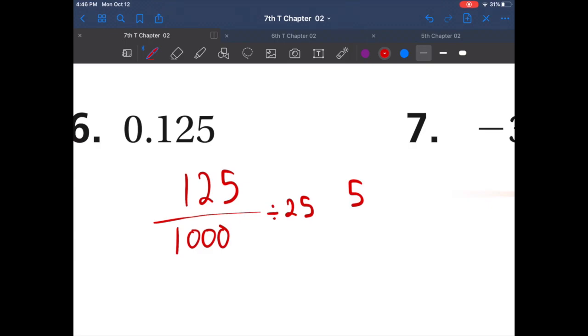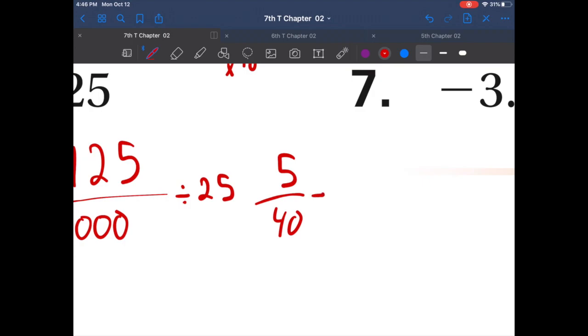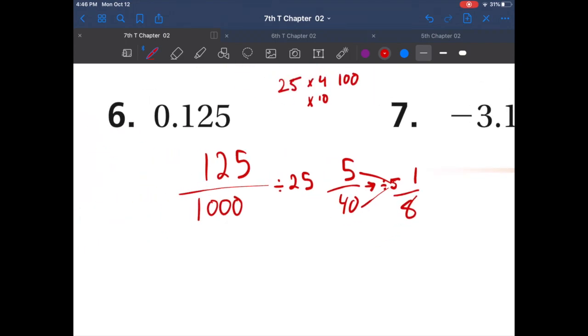1,000 divided by 25, what is that going to be? I think 40. Let's see. So if 25 times 4 gets me 100, so multiply that by 10, right? 4 times 10, so it'd be 40. All right, and now can I simplify 5? Yes, I can. Divide by 5. 5 divided by 5 is 1. 40 divided by 5 is 8. So the answer for this problem is 1 over 8.